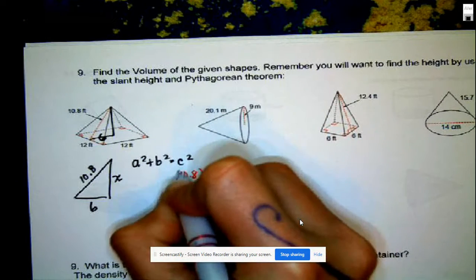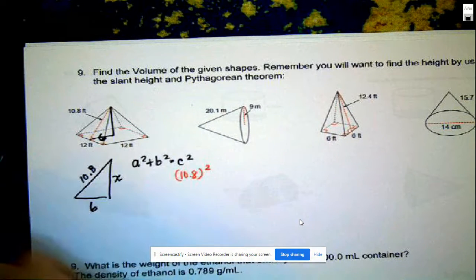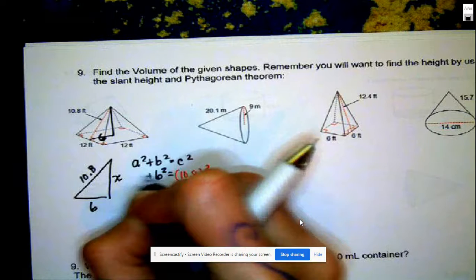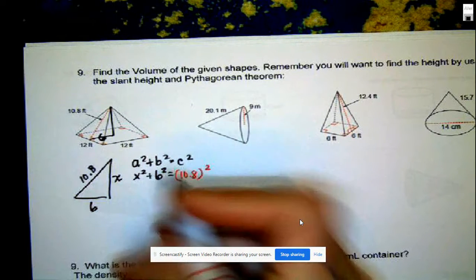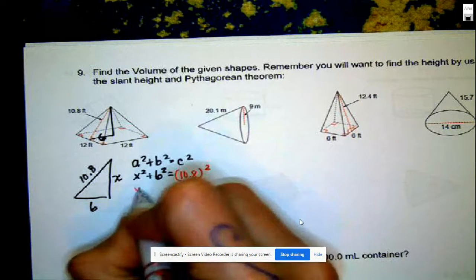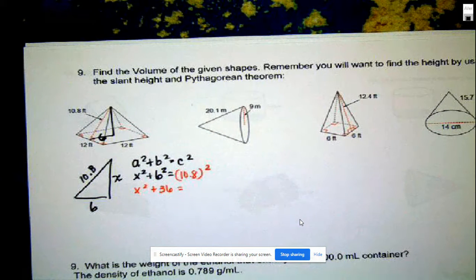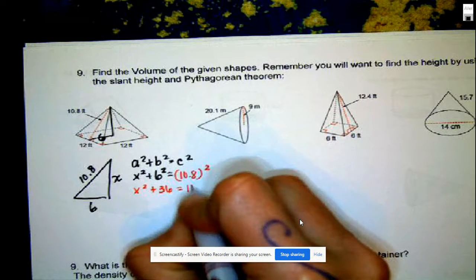So 10.8 squared. And then you can put the x in the a or the b. It doesn't matter. So that's going to be x squared plus 36 equals 10.8 squared, which is 116.64.